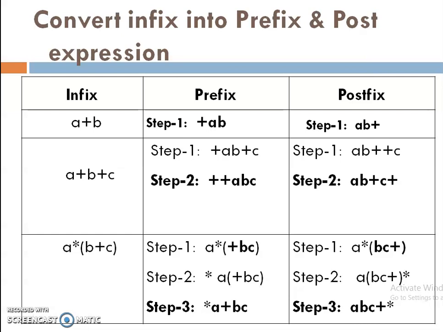Then we first solve all types of parentheses. Then step number 1, give the result BC plus. Then step number 2, solve the multiplication symbol. Then we give the result A, then parentheses BC, then plus, then star. And then remove the parentheses. Then step number 3, we give the result ABC plus star.